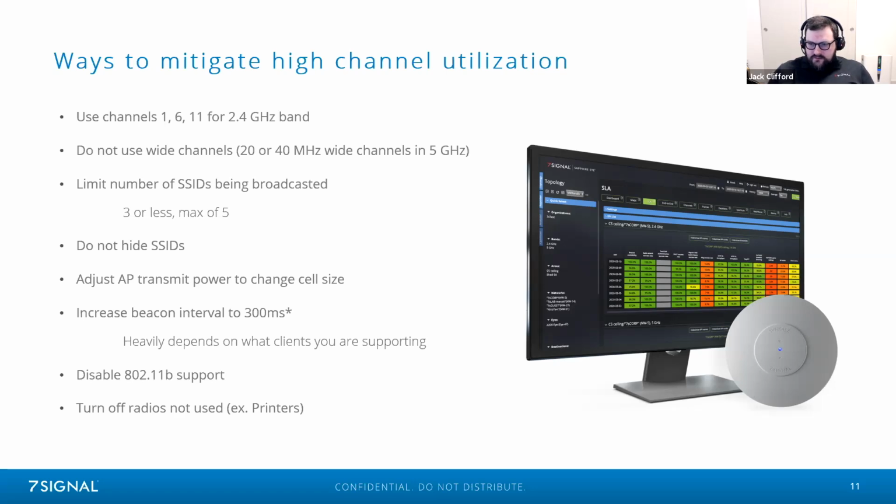Now, there is a caveat to this. There are clients that will have issues connecting to your network if you increase that beacon interval, specifically older legacy devices. I believe some of those VoIP devices, like older Vocera devices in hospitals, are a prime example of a device where you don't really want to increase the beacon interval. And I'm sure Jim has some color to add to that as well, but it's very heavily dependent on what clients you're supporting.